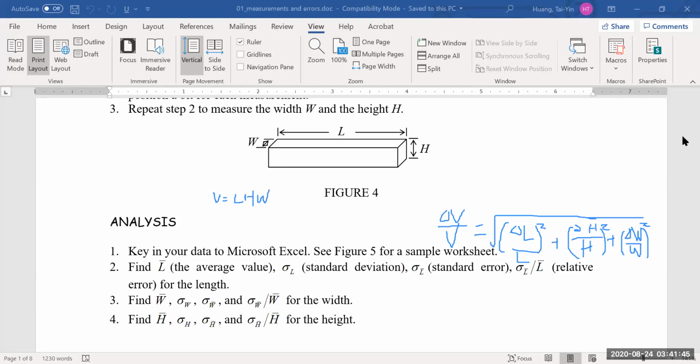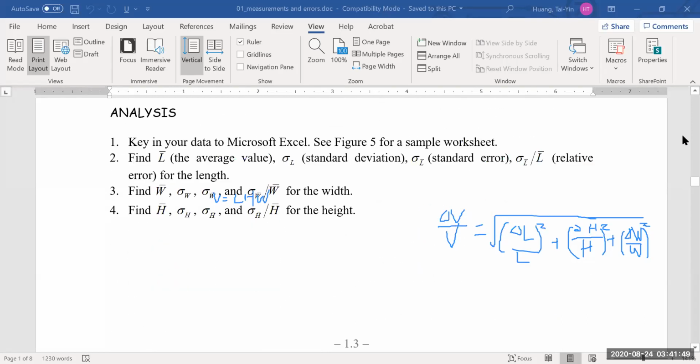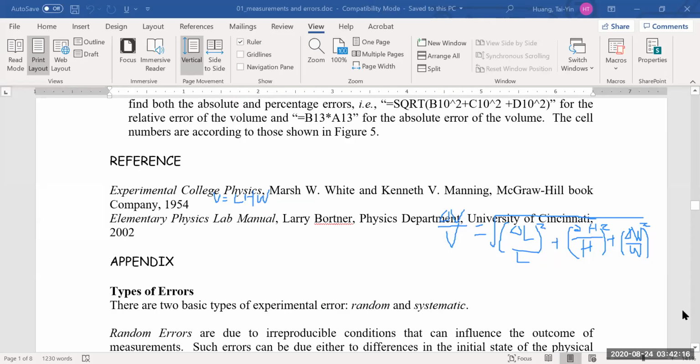Okay. And the other thing is, you measure the width, length, and height 5 times. For sample calculation, you can just pick width, or you can just pick one of the quantities. You don't have to repeat it. Let's say you do the sample calculation for length, then you don't have to show it for width and height. You just need to show me one equation, one sample calculation, so I know what you did.